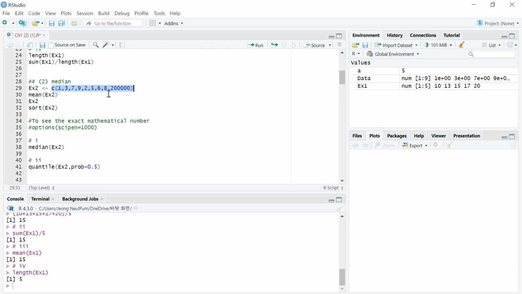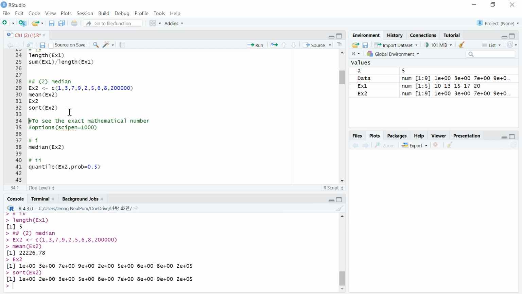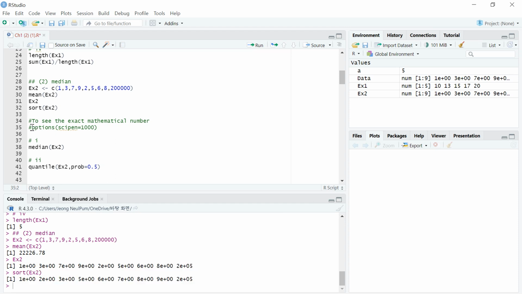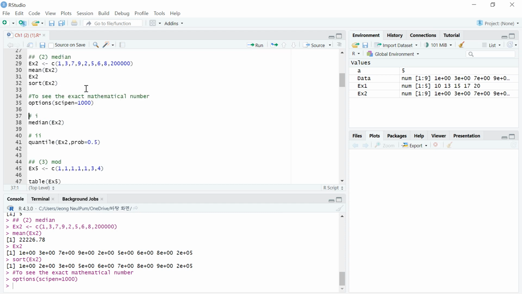So even if we have an outlier here, which is 200,000, you can see that the mean value is very large because of the outlier. However, if we use the sort function, we can get the sorted result of our vectors. With this function, we can get the numbers, which we can see very intuitively, very directly.